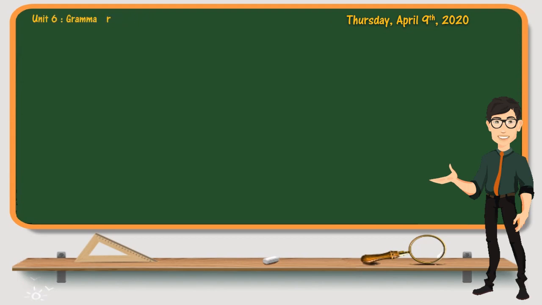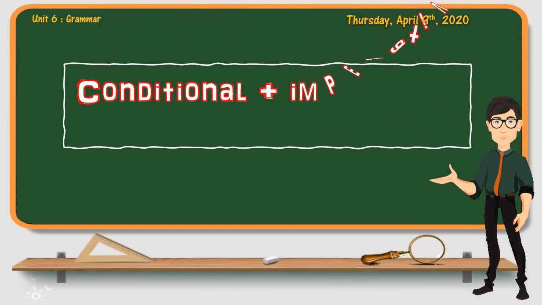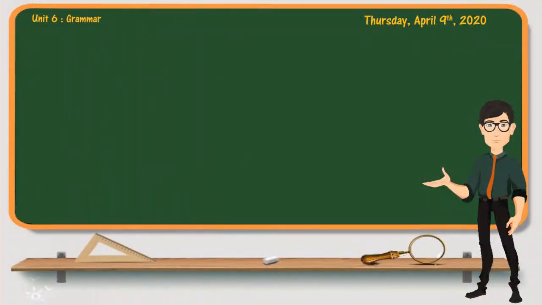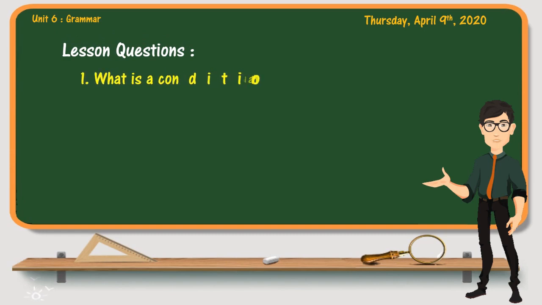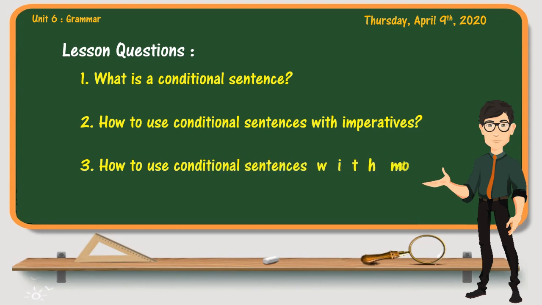Today's lesson is a grammar point. We are going to be talking about conditional sentences with the imperatives and modal verbs. Our main objectives in this lesson are: first, to know what is a conditional sentence. Second, to know how to use a conditional sentence with the imperative form. Third, to know how to use a conditional sentence with modal verbs. So let's get started now.